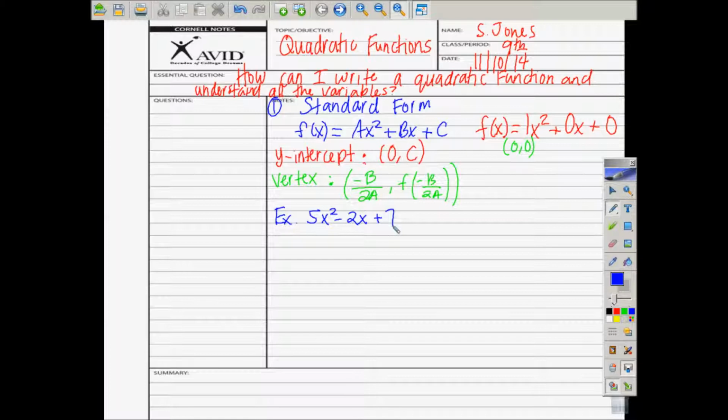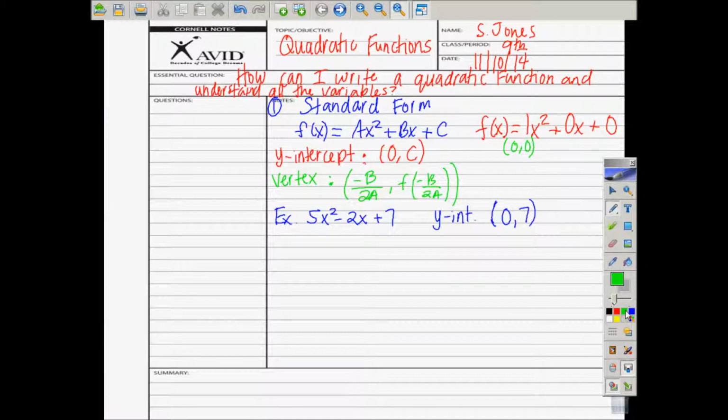So from looking at this, I should be able to identify my y-intercept and find my vertex. Agree? So my intercept is (0, 7). All right. Why is it (0, 7), Kayla? Because it's the c variable and the c variable is 7. All right, so looking at my c variable, it is 7.